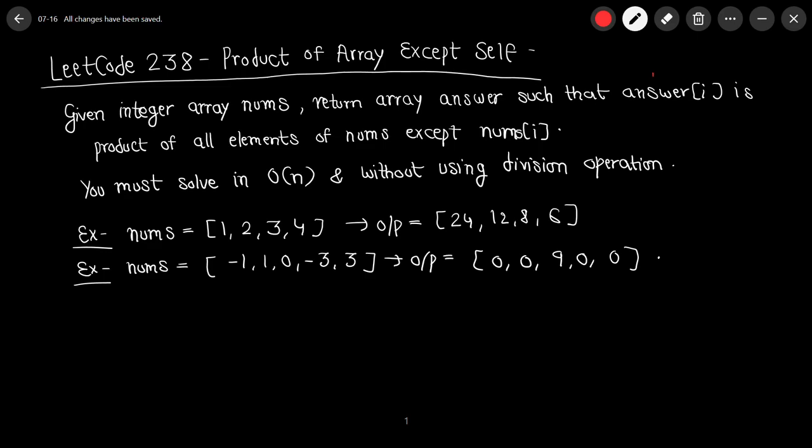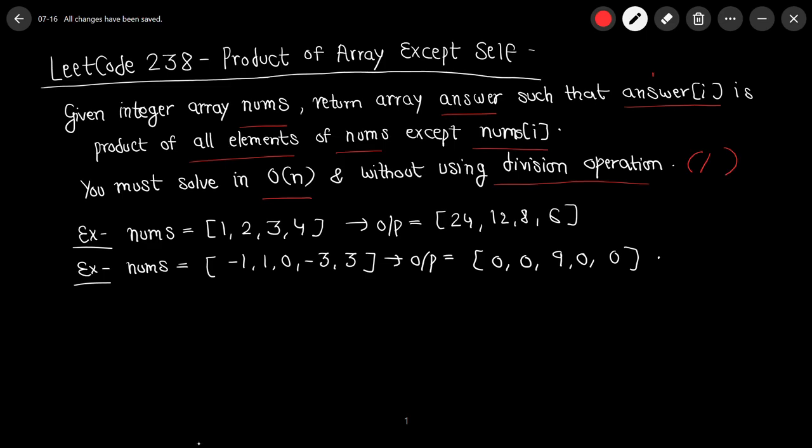In this question, we are given an integer array nums and an array answer. We need to return the array answer such that answer of i is the product of all elements of nums except nums of i. And we must solve this in O(n) without using the division operation.